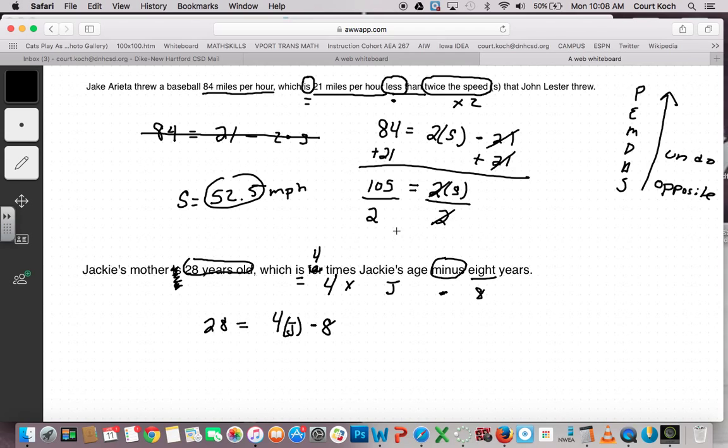So I'm going to start solving. Start with my subtraction by adding 8 to both sides. This is your communication. I expect to see it. Cancels, cancels. 28 plus another 8. 8 and 8 is 16. So this is going to be 36 is equal to 4 times J. Now I got to get rid of the 4. So I'm going to divide, because this was 4 times J. I'm going to divide by 4, and J equals 9.